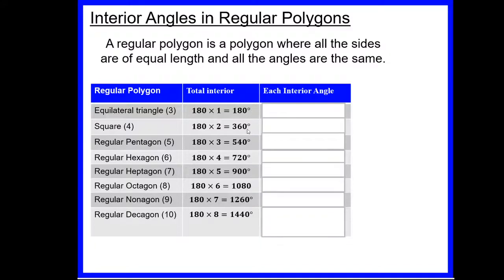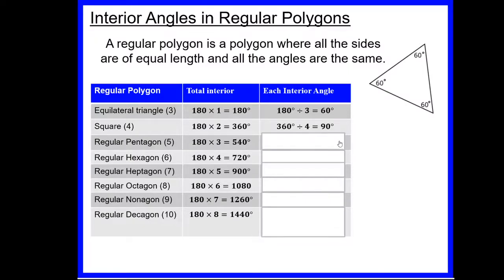So these were our total interior angles that we've already worked out earlier. To find a single interior angle, we're simply dividing the total interior angles by the number of sides, or the number of angles that we have in that shape. So for our triangle, 180 divided by 3 is 60 degrees, so each corner of our equilateral triangle has 60 degrees. Our square, 360 divided by 4 is 90 degrees for each corner.